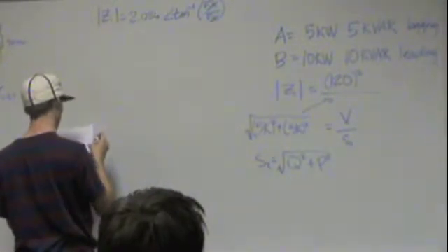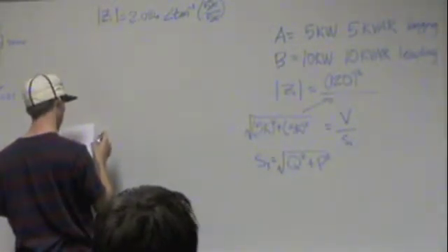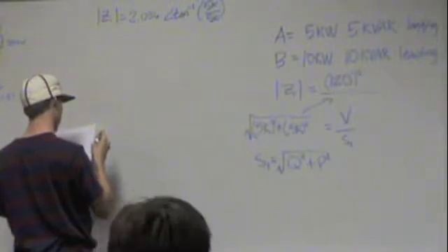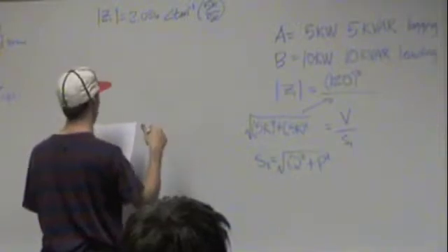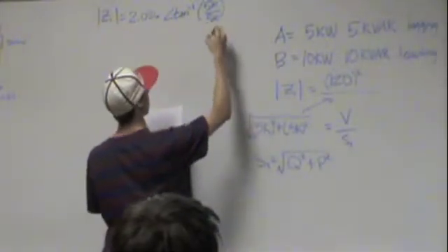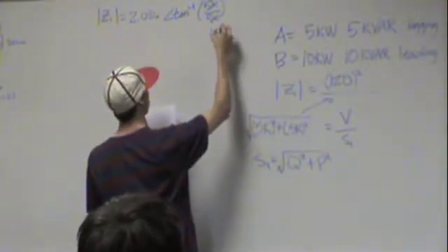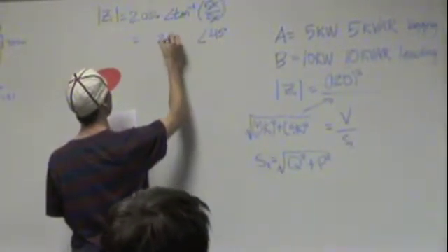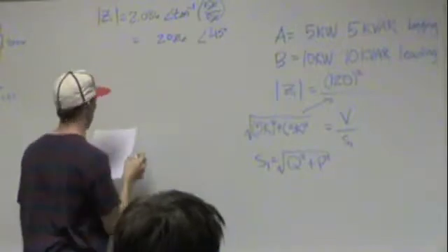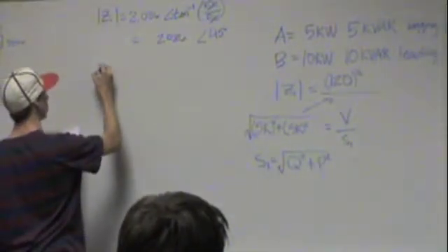So Z1, let's see if I did it all the way out. I did the angles last, but I believe that's 45, yeah. So 45 degrees, and then 2.036. And then we need Z2.